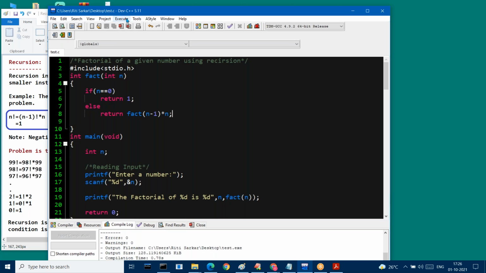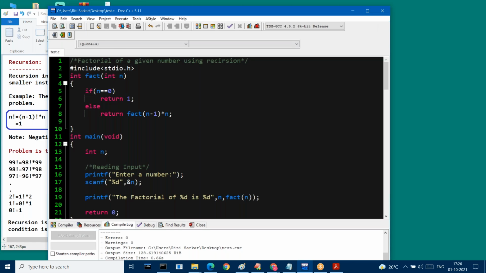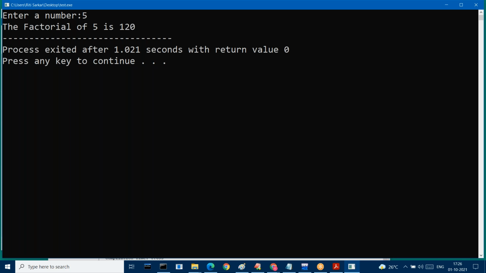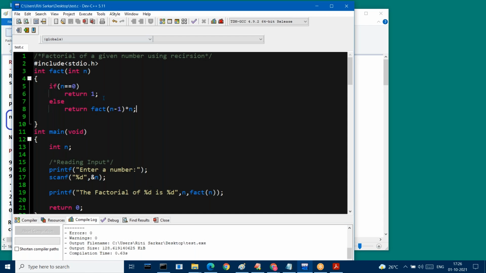Now you execute factorial of 3. 6. You give 5. 120. But after a large value, maybe 7 or 8, you will not get the expected result, because the number that has come as a result will be more than the integer range. So from the beginning, it will be better if you take the variable as long. For long, %ld.